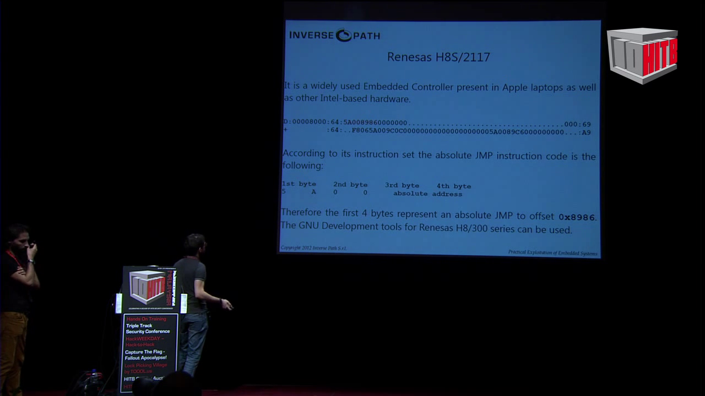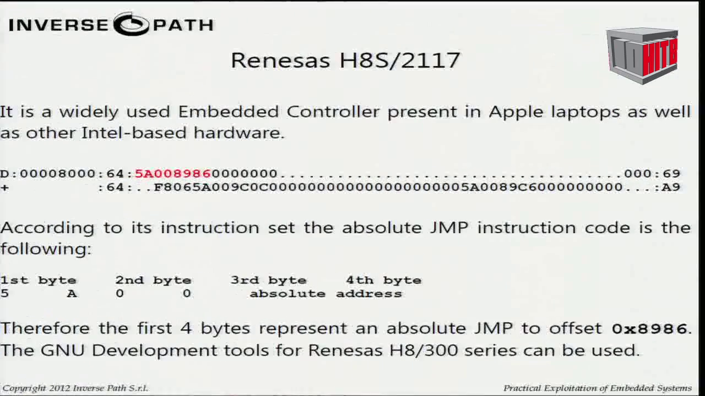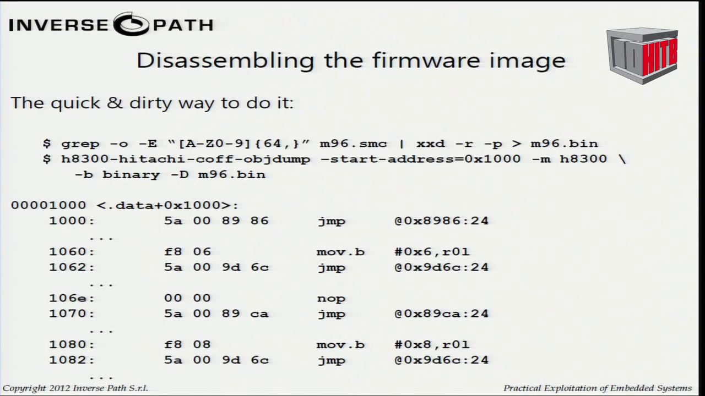By matching the instruction set to the bytes that you see in the firmware, you can easily see that 5A008986 is none other than a jump to an absolute address. So this represents a jump to offset 8986. And of course, you also have a GNU development toolkit for this, so you can also use a compiler for it. This is the very dirty way of doing it; we just showed the raw material here. We're not showing you IDA Pro and so on. We like to show the bare bits. Then if you want to be more elegant, of course you can use all the other tools.